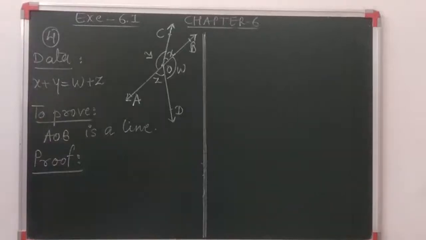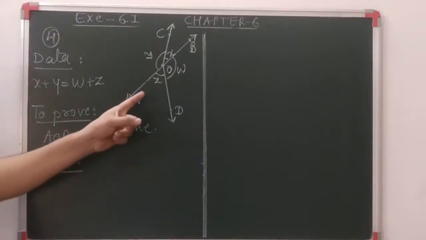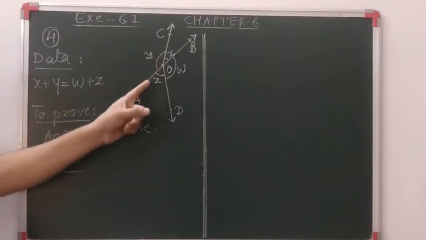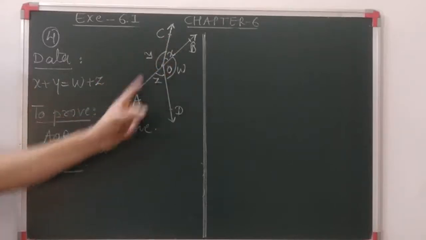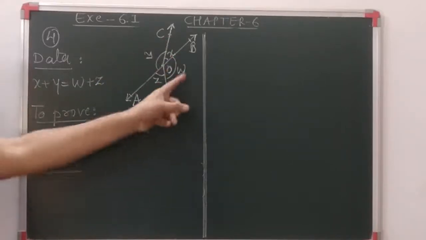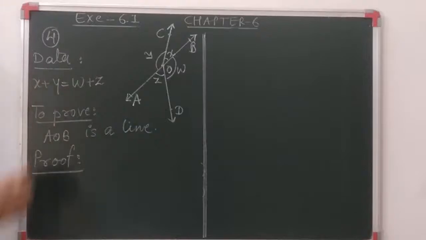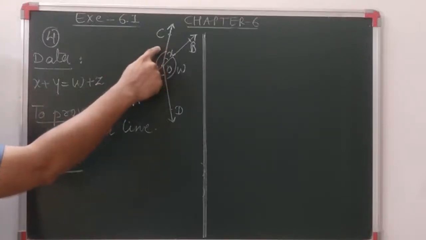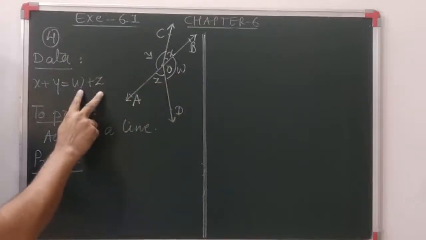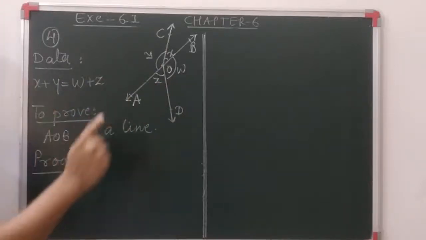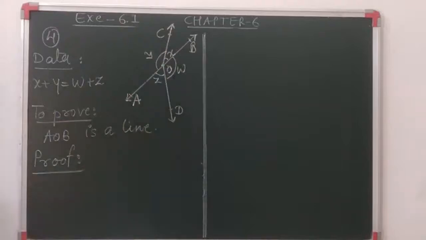Let's see the fourth number question, students. And remember, this is the easiest one. So look at this diagram. They have given that these are the angles, that BOC is X, AOC is Y, AOD is Z, and BOD is W. It is given that the sum of these two, X plus Y, is the same as Z plus W. So we have to prove that AOB is a line.